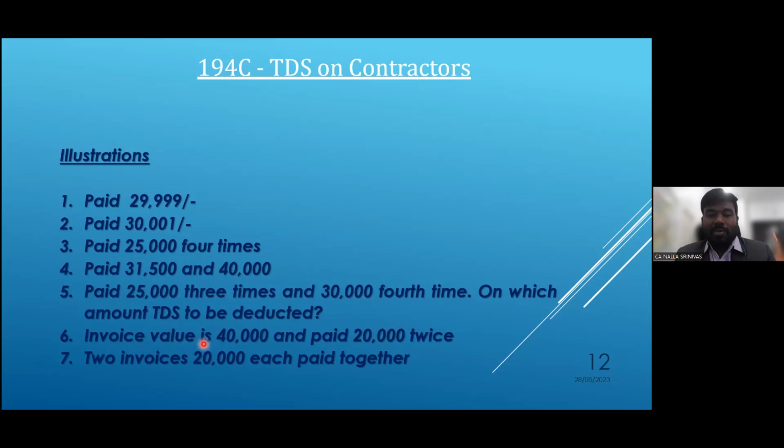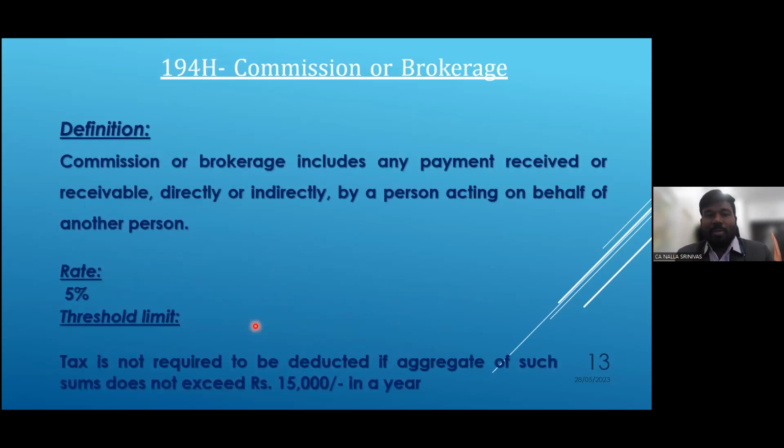So if the invoice value is 40,000 and 20,000 is paid in advance, so it is at the time of booking or payment, right? At the time of booking, we might have deducted the TDS. There is no question of payment here.